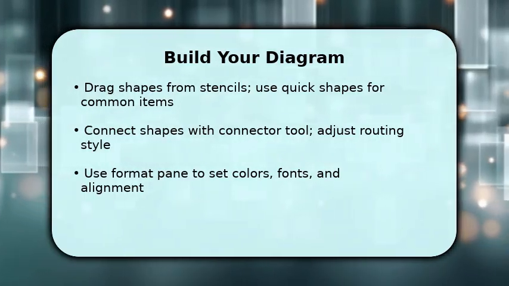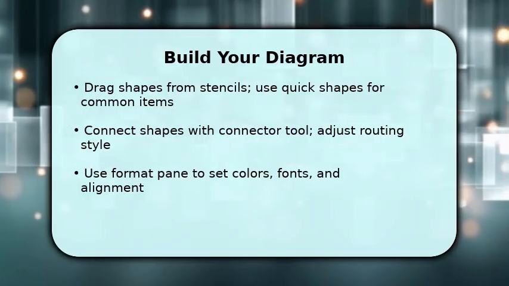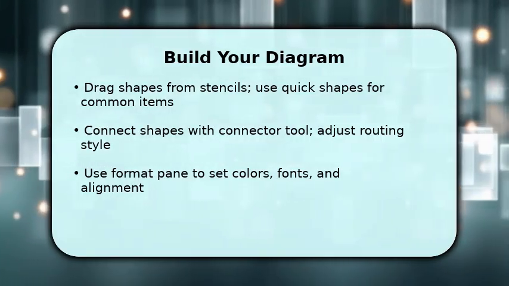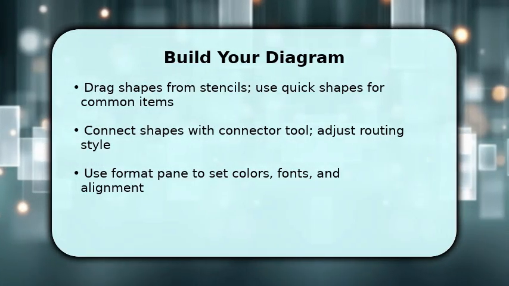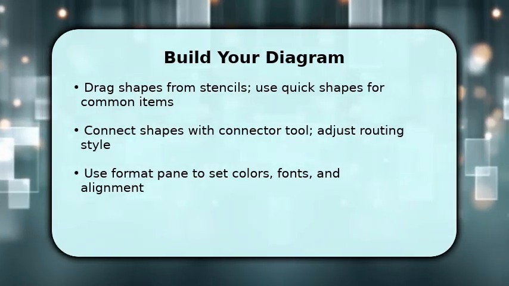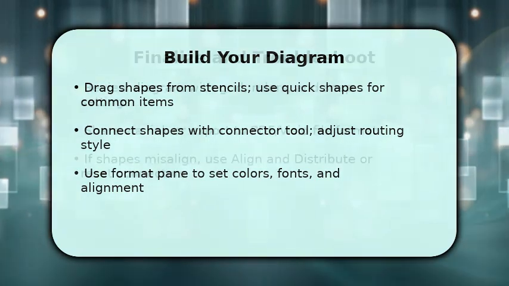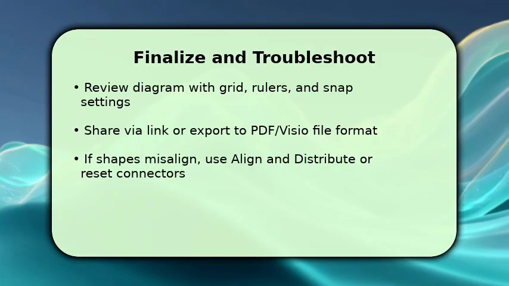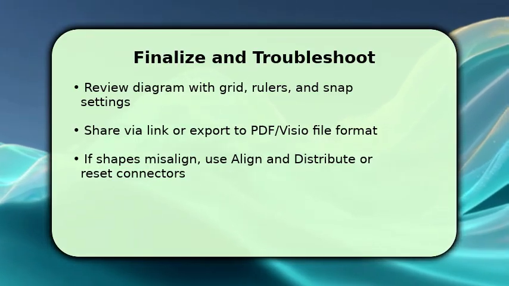Next, open the Format pane to apply theme colors, weights, and fonts so elements pop. Make sure to group repeated components and use duplicate to speed layout. Review spacing and alignment for a professional look. To finish, inspect the diagram using grid and rulers, then tweak snap settings for precise placement.